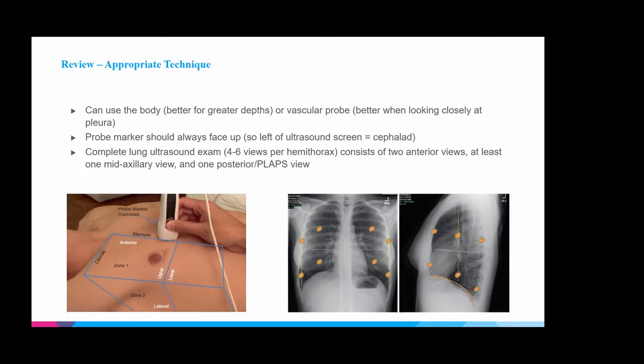And then for a complete lung ultrasound exam, you ideally want at least 2 anterior views, at least 1 mid-axillary view, and ideally a posterior or flaps view. So at least 4 views per hemithorax. You can go up to 6. This is just sort of a snapshot of the types of areas where you want to look, right? So if you do anterior views, both up towards the second, third intercostal space, and then a couple rib spaces down, you can do 2 mid-axillary spaces, and then you can do a posterior view, which is almost mid-scapular.